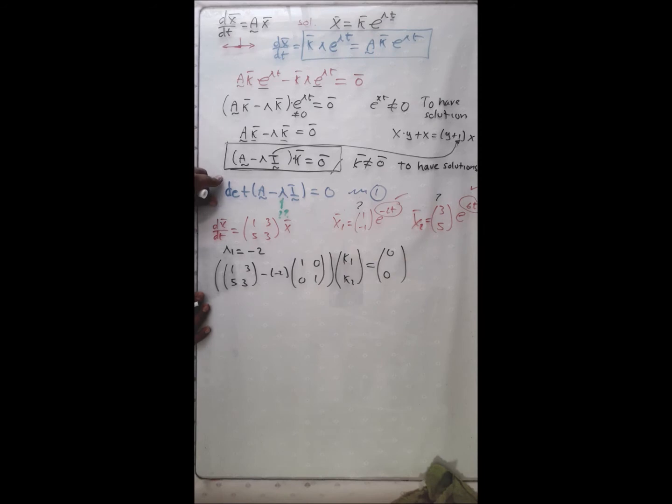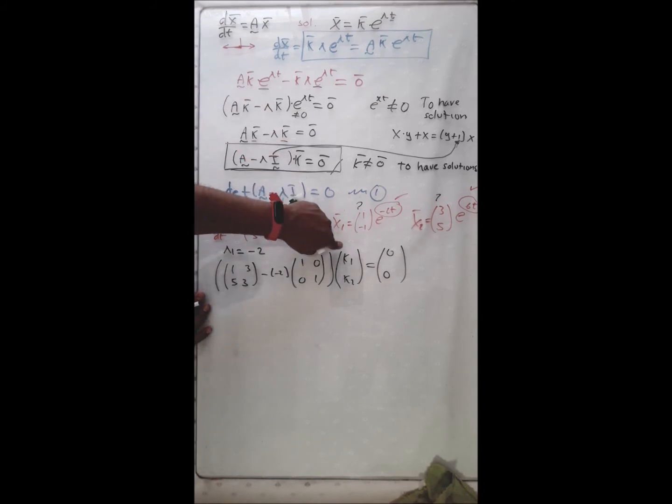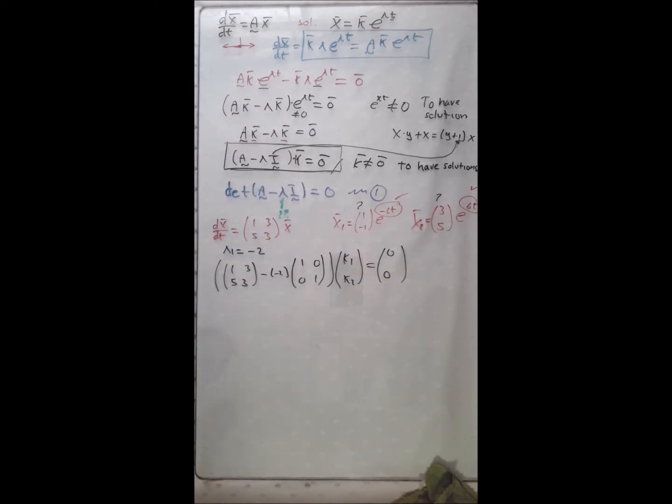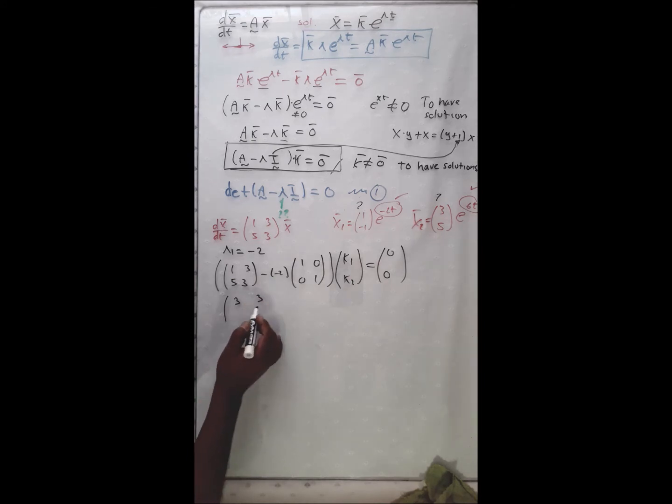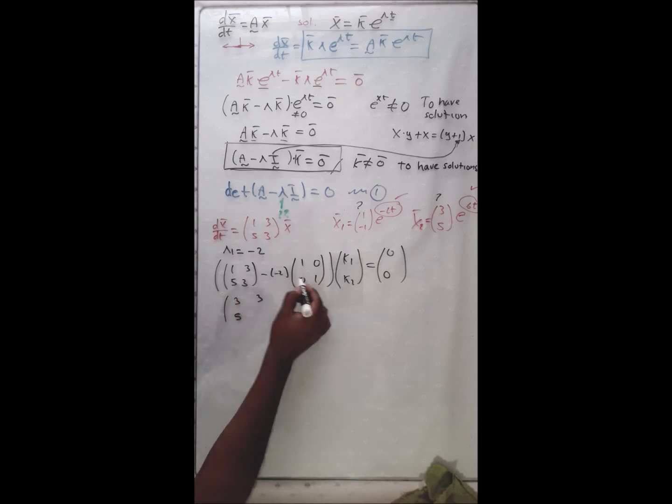As you can see here, I'm using this equation. The previous equation was only to find the values of lambda. Now, this equation includes the value of the k vector, and from there we are going to calculate the k vector. So let's reduce this one. Minus times minus is positive 2, so 1 plus 2 is equal to 3. And then 3 minus 0 is 3, and then 5 minus 0 is 5, and 3 plus 2 is equal to 5, 0, and 0.